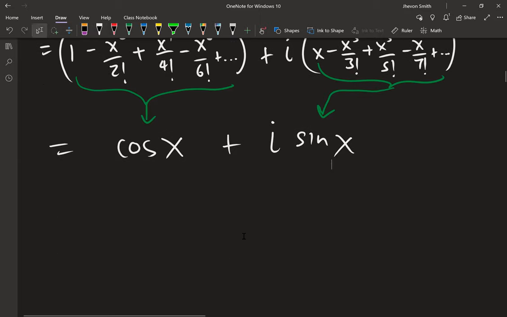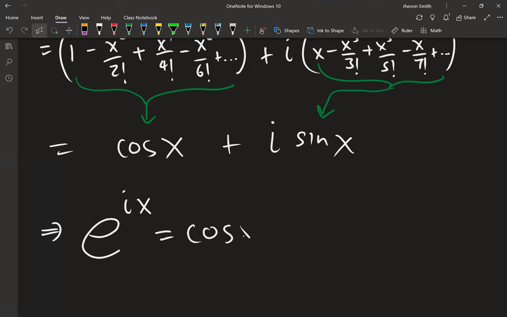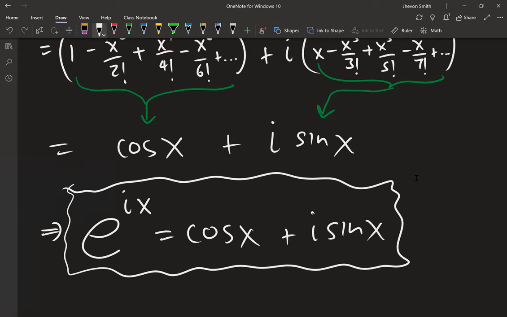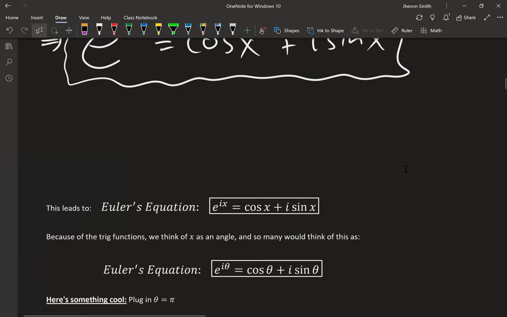So now, look at what happens. If I take the exponential and I plug in an imaginary number into it, it's the same as saying cosine x plus i sine x. Later on, I'm going to talk about polar coordinates, and you're going to see why something like this is very important. But this is very important. This is what's called Euler's equation.